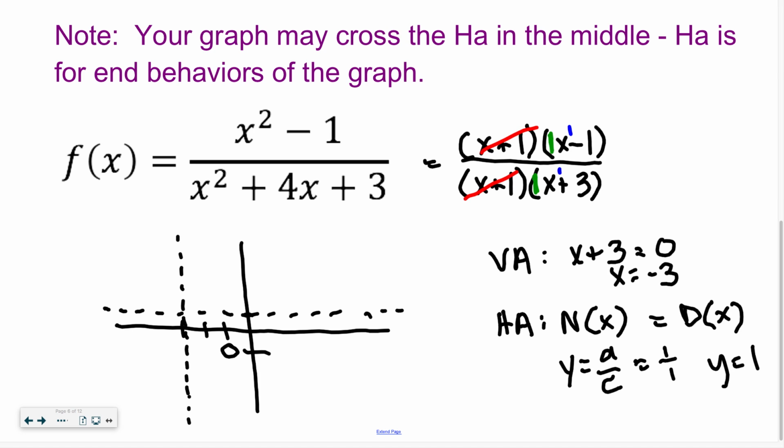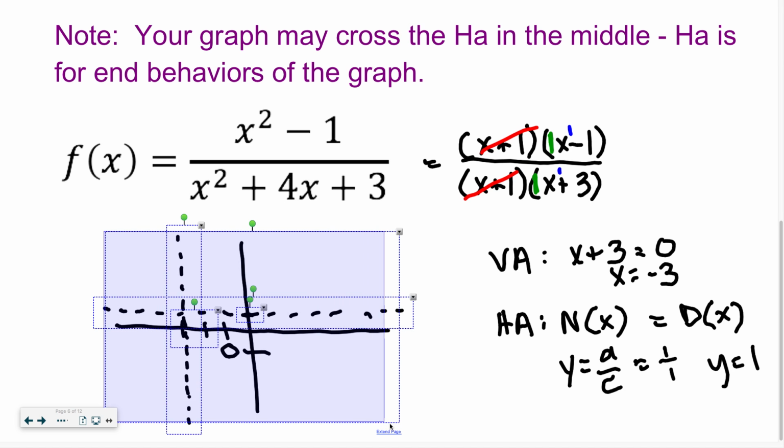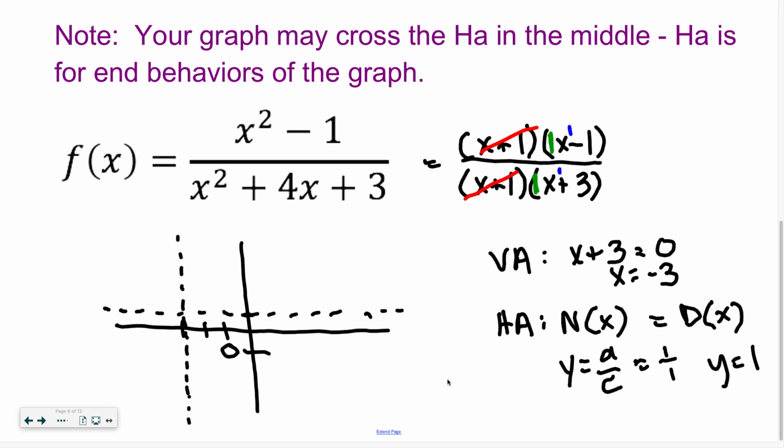Now, if we had the same denominator but didn't have a hole, so if we had 2 factors in the denominator, we would have to set both of those equal to 0, and we could have 2 vertical asymptotes. So if you have 2 vertical asymptotes, you're going to have 3 parts to your graph, and you have to make sure you have a graph in each section. Okay, moving right along.